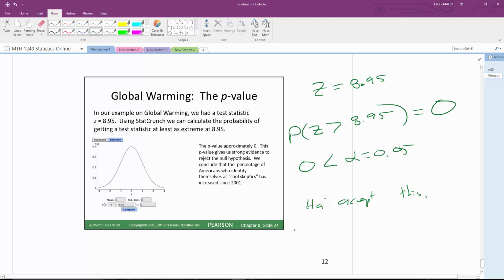All right, so we're going to be doing a lot more with hypothesis testing, but I wanted this to give you a good intro about what we're doing and set the stage for some other sections.